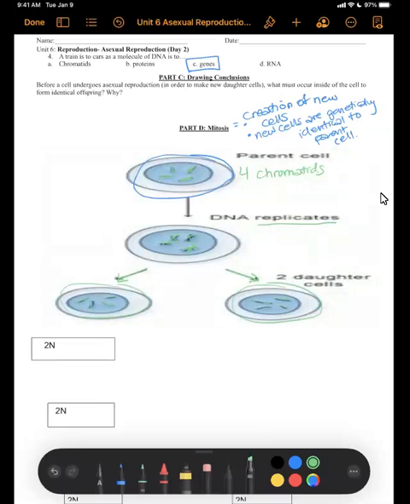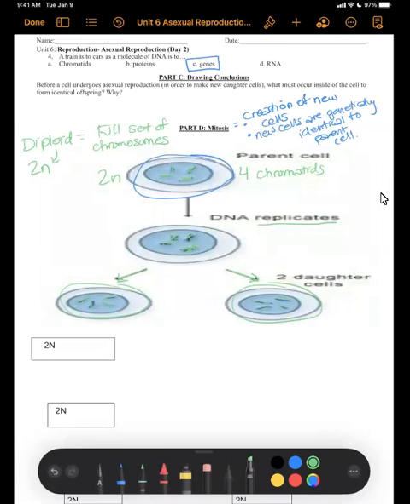So this is how we usually represent this, all right? Whenever you have a cell that has this full set of genetic information, we call that 2N, or we call that diploid, a diploid cell, and we represent that as 2N, okay? It equals a full set of chromosomes, okay? So this cell, this parent cell, is 2N. It has the full amount of genetic information that is enough and required to create the next generation, okay?